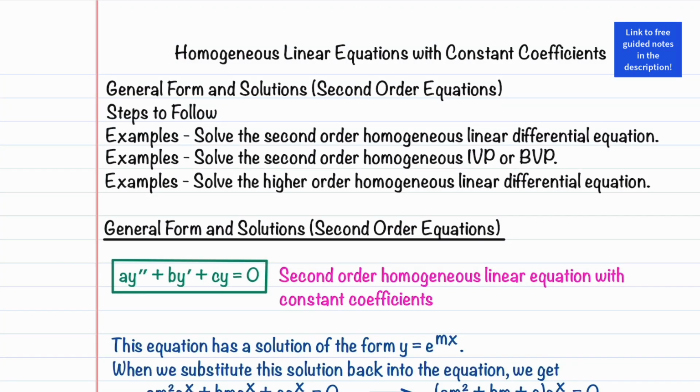In this video, we're going to learn how to solve homogeneous linear differential equations with constant coefficients. We'll start by looking at the general form of these equations and talk about the characteristic equation and the three different types of solutions that you can have. We'll then walk through steps that you can follow and then work through many examples so that you can see how each case is handled step by step. Let's get started.